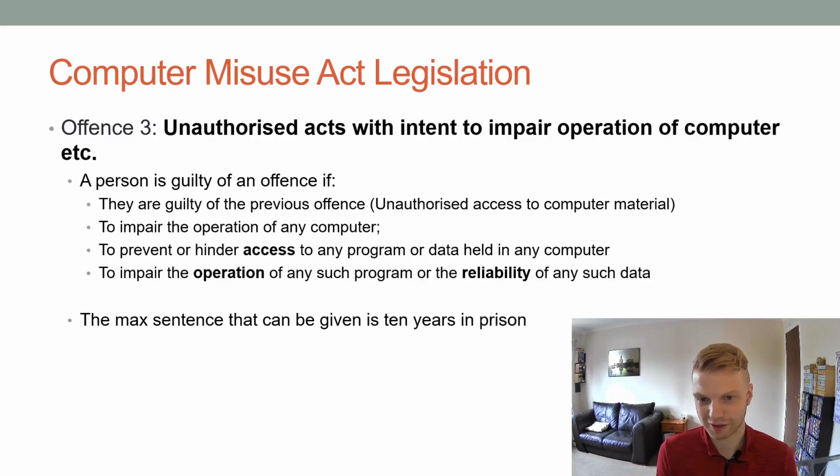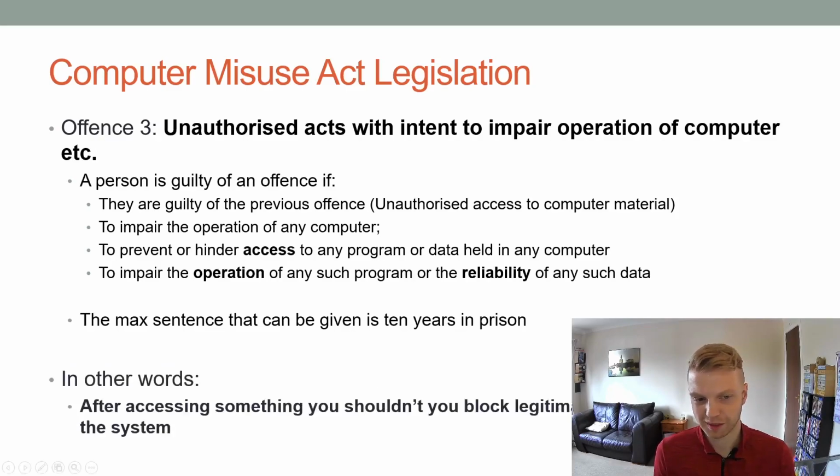The next level up is you want to block legitimate users from accessing the system. Just getting into the system is offence 1. Offence 2 is doing something with that data. The next level of offence is shutting that company down. And that's the most severe one, and you can face up to 10 years in prison for this.